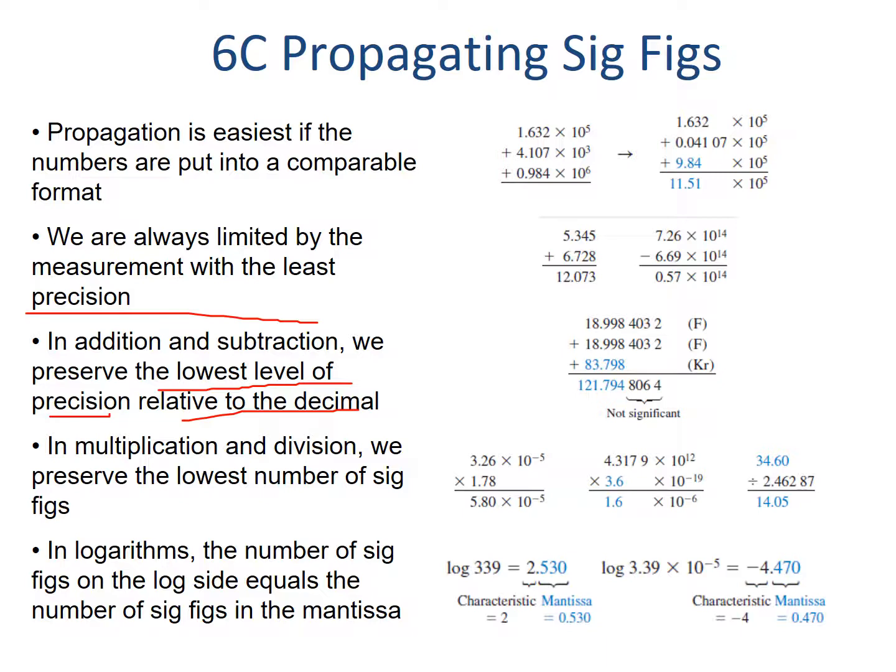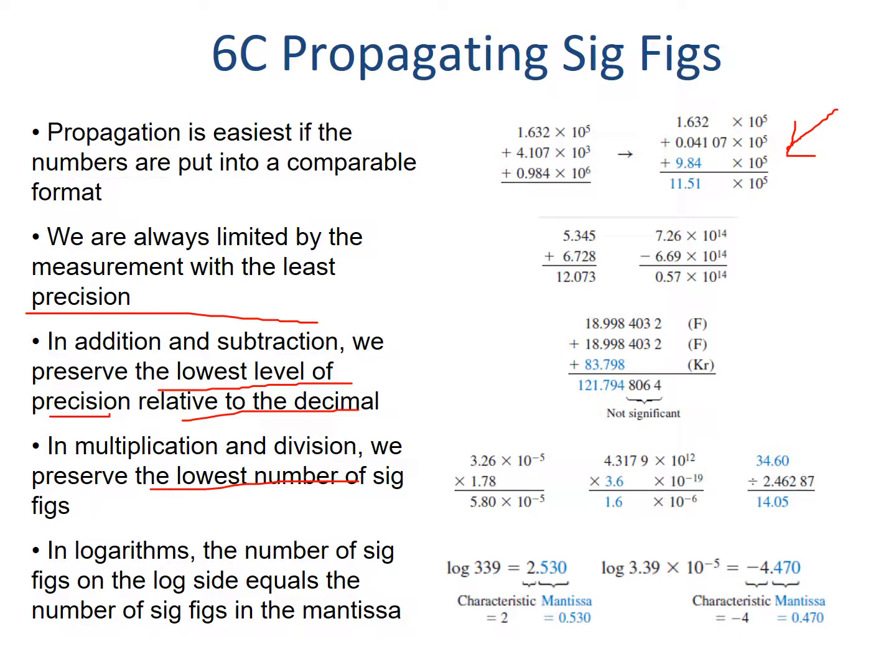So in order for us to do addition and subtraction well, we really need to get things into the same scientific notation so that we can scale this properly. If we do multiplication and division, we're going to preserve the lowest number of sig figs. So this is actually a lot easier. If you have 3 sig figs and 4 sig figs, you keep 3. If you have 5 and 2, you keep 2. You always keep the lower number of sig figs.